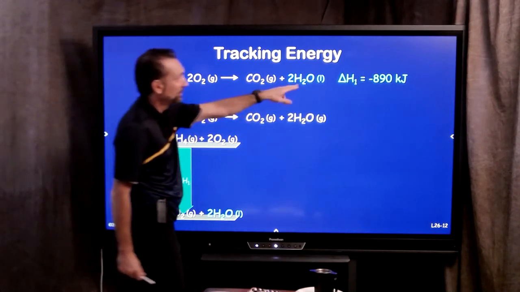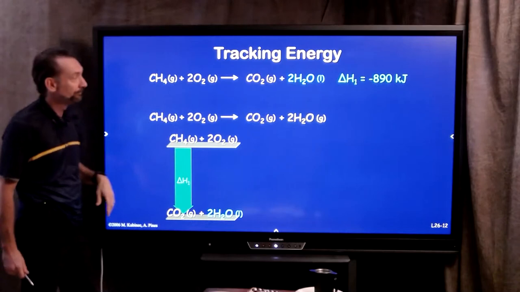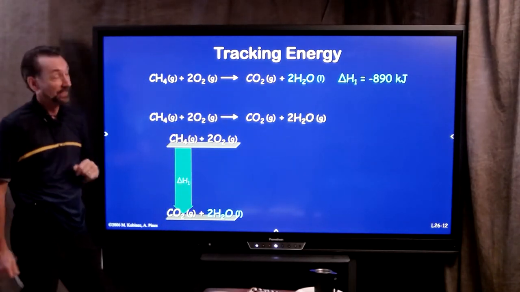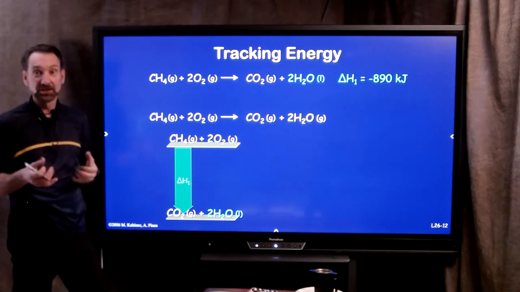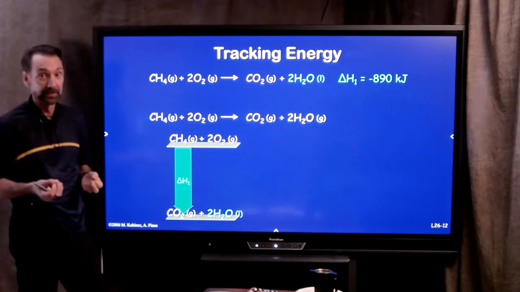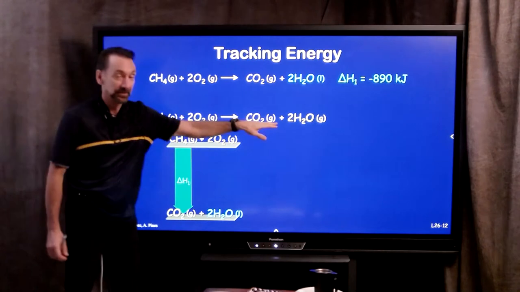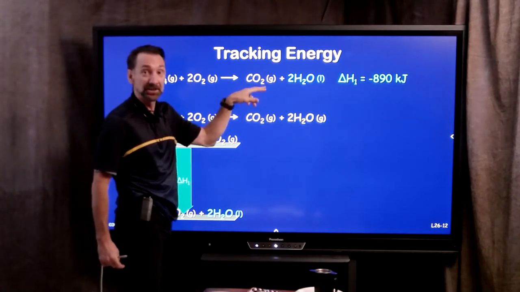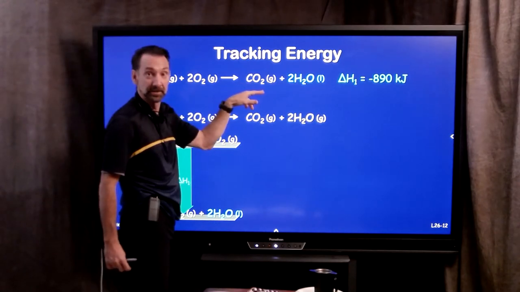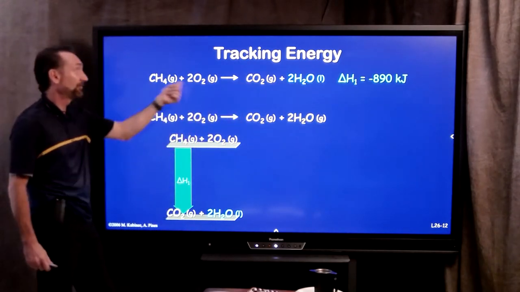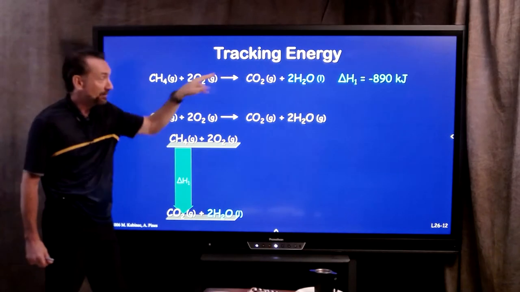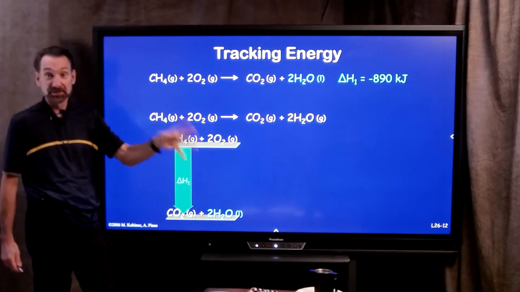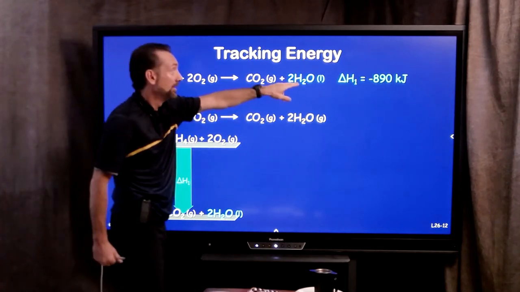Notice I formed liquid water. That's not in its standard state. And if we want to use delta H of formation to calculate this, as we saw last time, we could take delta H's of formation of the products minus delta H's of formation of the reactants, and that would give us delta H for the reaction. But they have to be in their standard states.